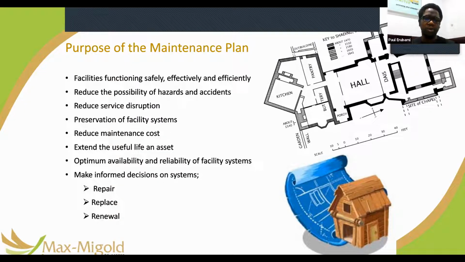Make informed decisions on systems repair, replace, and renewal. If you have a plan, then you will consciously prepare for critical things like, when are we going to repair, replace, and renew this asset? They will not come to you as surprises. Those, oh, it failed, it's not my fault, it's an act of God. Never an act of God when it comes to physical assets.